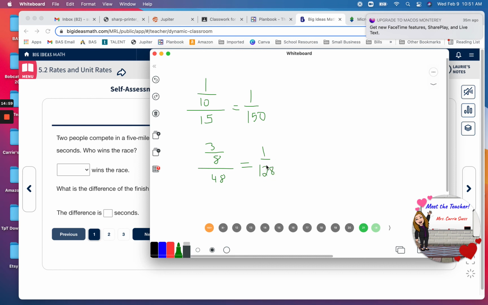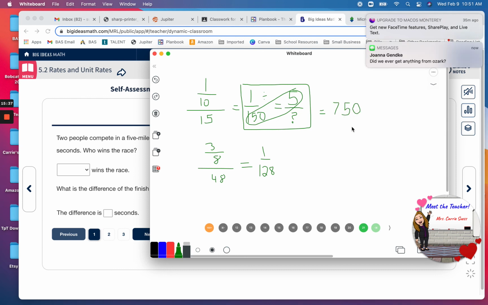Now we're comparing this. This is if they ran 1 mile, they ran 150 seconds. So what do we want to run? How many miles? So I'm going to make this an equivalent ratio, put 5 on top, and I'm solving for what goes on bottom. How do I solve for that missing number? Cross multiply and divide. So what's 5 times 150? 750. So I ran 750 seconds.